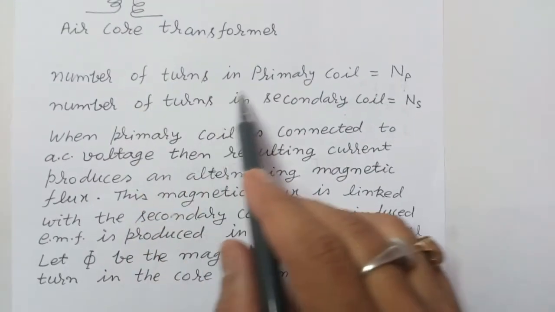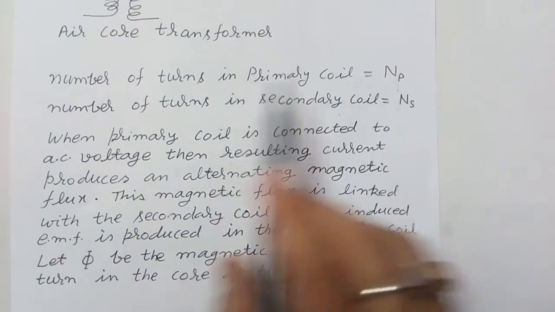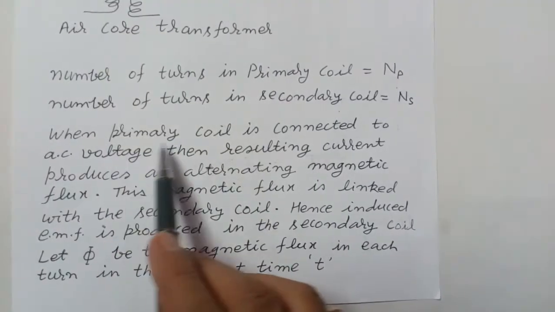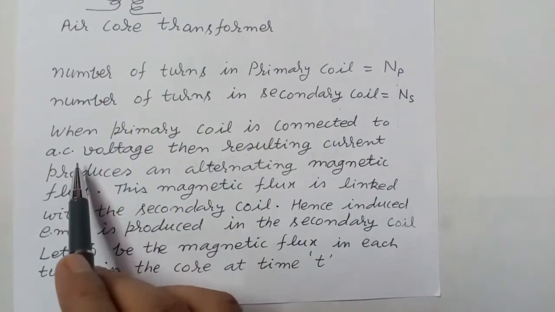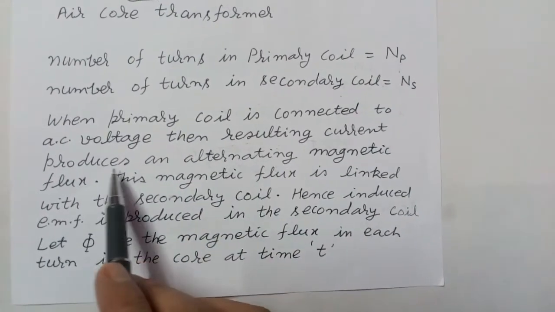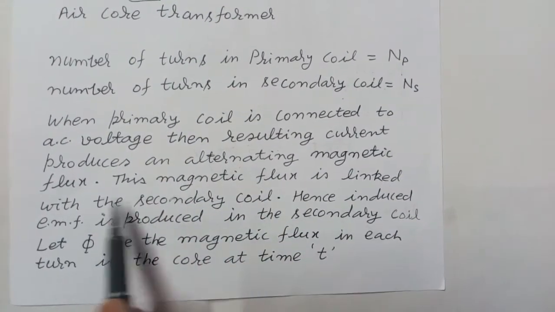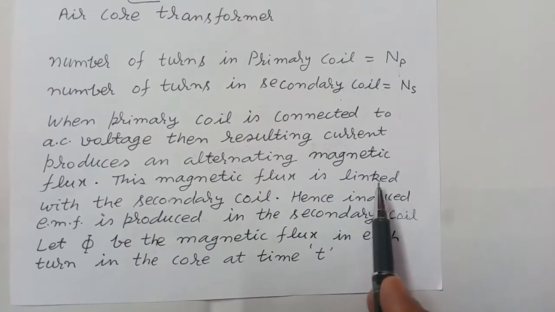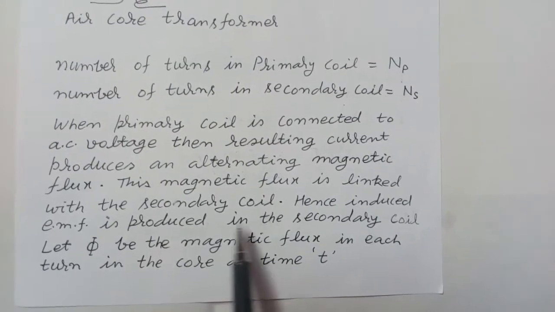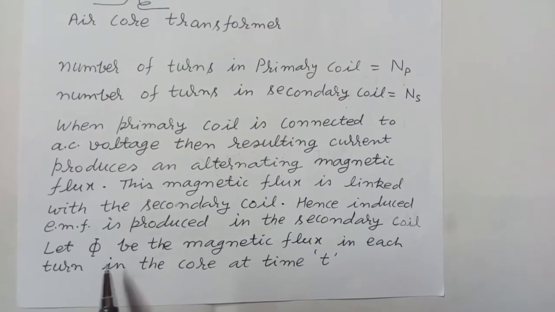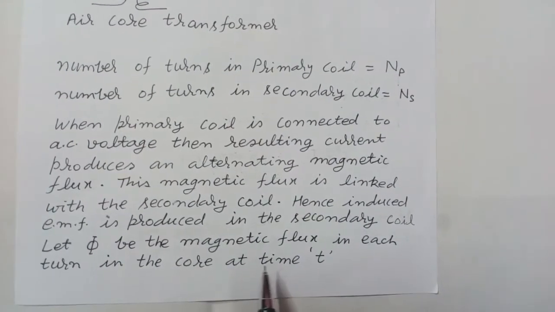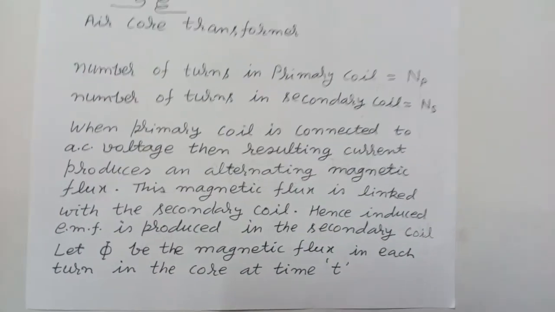Now suppose number of turns in primary coil is equal to Np, number of turns in secondary coil is equal to Ns. So when primary coil is connected to alternating current voltage source, then resulting current produces an alternating magnetic flux. This magnetic flux is linked with the secondary coil. Hence induced EMF is produced in the secondary coil. Let phi be the magnetic flux in each turn in the core at time t.